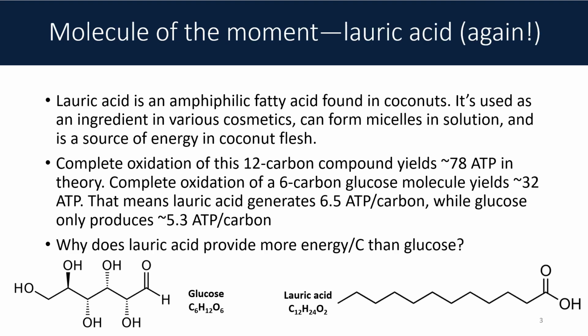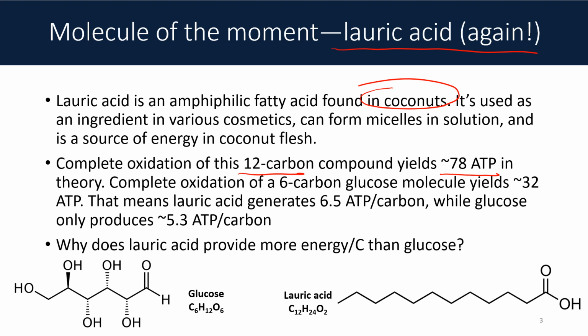The class of biomolecule may be different now, but the molecule at the moment is perhaps familiar. It is lauric acid, and that is everyone's favorite fat compound derived from coconuts. And we're going to talk about its fuel potential right now. Complete oxidation of this 12-carbon fatty acid is going to give us theoretically 78 ATP molecules. Later on, we're going to talk about how we get that number, but for now, just take that at face value.